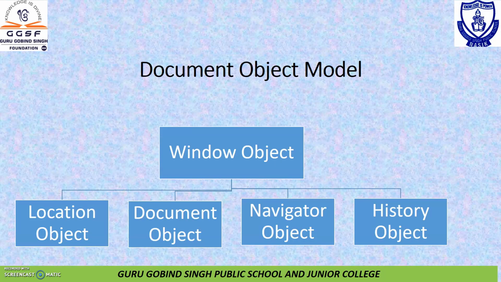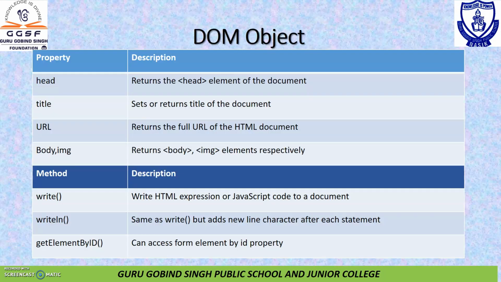Then document object model. It is a hierarchy of objects in JavaScript. Window object is the parent object of all other objects. So location object, document object, navigator object, history object are the child objects of the window object. We are going to focus on the document object model here. What is the document object model? This hierarchy is nothing but a document object model. It is just a hierarchy of all objects, but we are going to focus on the document object.